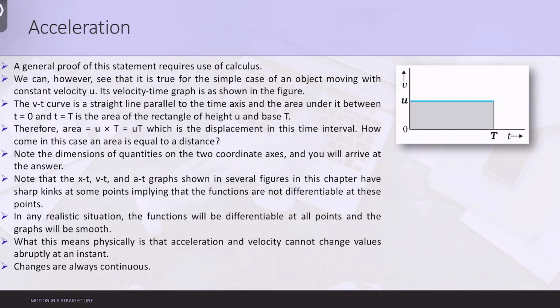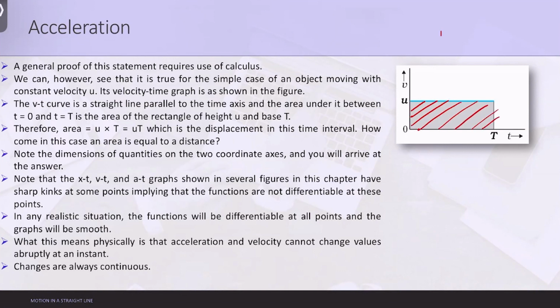The v-t curve is a straight line parallel to the time axis, and the area under it between t is equal to 0 to t is equal to capital T is the area of the rectangle of height u and base T. Quite evident. So it is a straight line, and this will be the area under it.